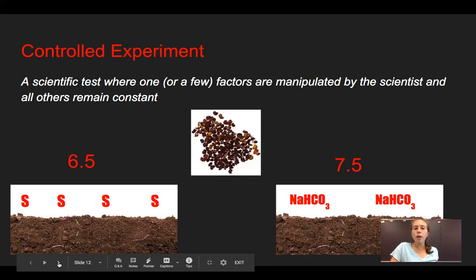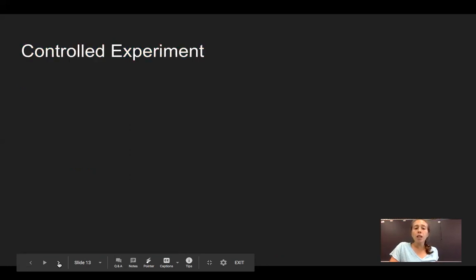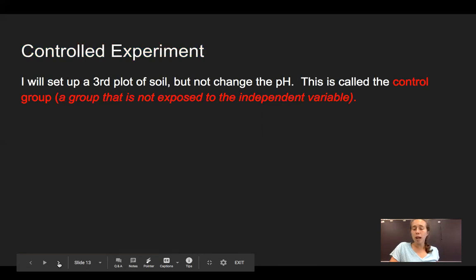So I'm going to grab some hydrangea seeds and I will plant them in my two plots of land. Probably 10 or more seeds, because one seed is not enough evidence, right? If I just generated one pink or one purple hydrangea, it would not be enough evidence, okay? Along with my two experimental plots of land, I will set up a third plot of soil, but I'm not going to change the pH.